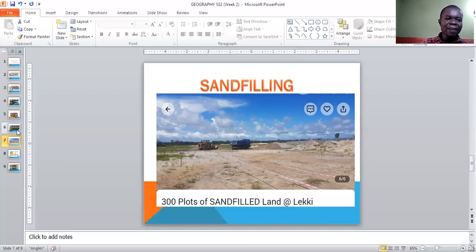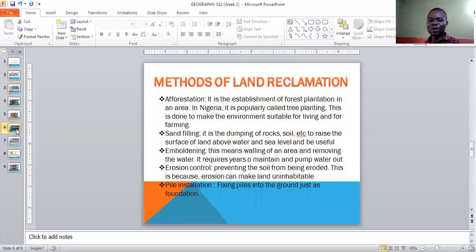That is what we mean by that. These are the methods of afforestation, that's the last thing. Afforestation means planting, establishment of forest plantation in an area, or planting new trees in an area. It is popularly called tree planting. This one is done to make the environment suitable for farming and other things, because we also have types of erosion.